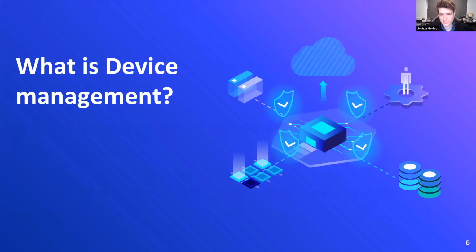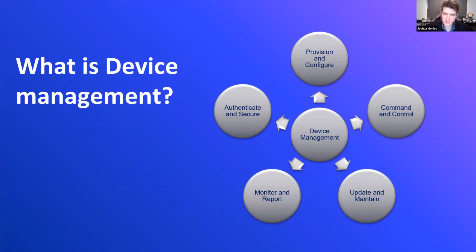So first off, what is device management within the context of IoT? Effectively, it's a collection of capabilities and practices revolving around the management of a device. Surprising, I know. There are a few different lists and inclusions, but generally when I talk about device management in IoT, I usually group them into these 5 categories: provision and configure, authenticate and secure, command and control, monitor and report, and update and maintain.